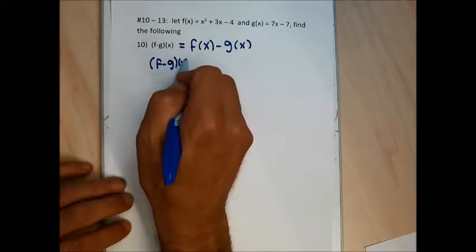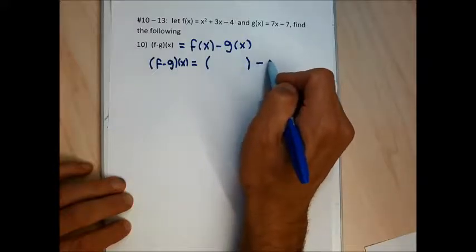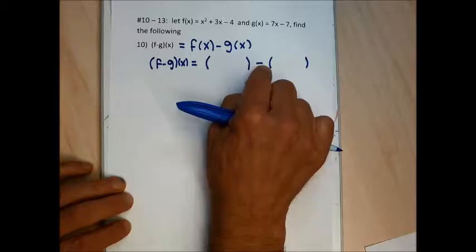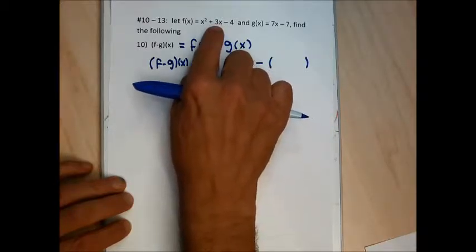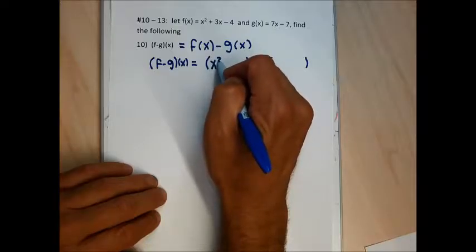To do f minus g of x, I go to the right of an equal sign and create two parentheses with a minus sign between the parentheses. The minus sign is that minus sign. In the first parentheses, I'm going to put what f of x is equal to, which is x squared plus 3x minus 4.